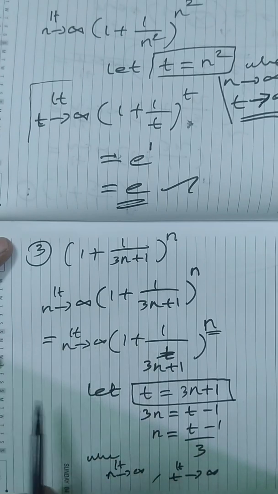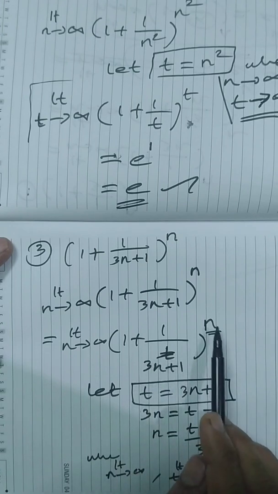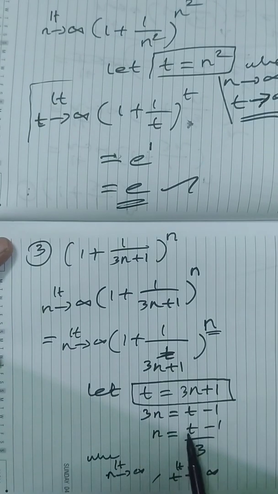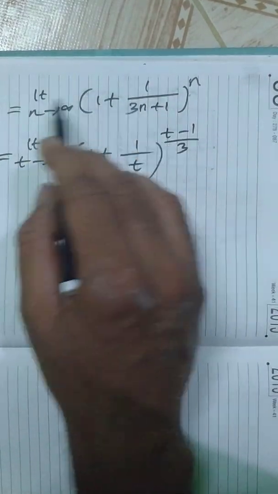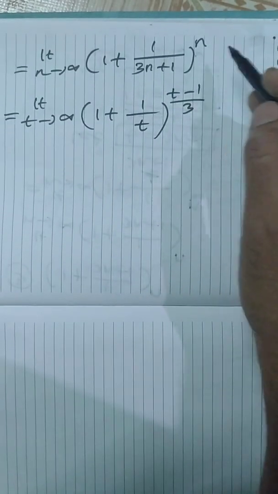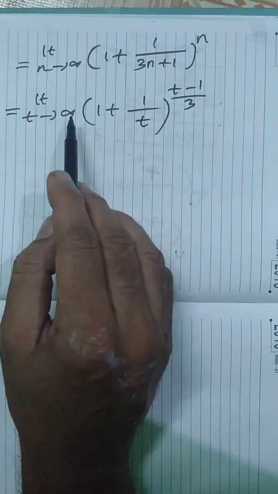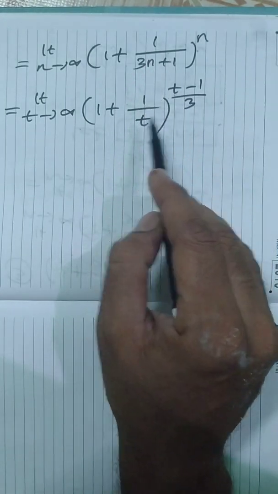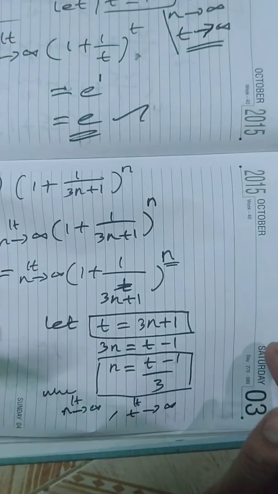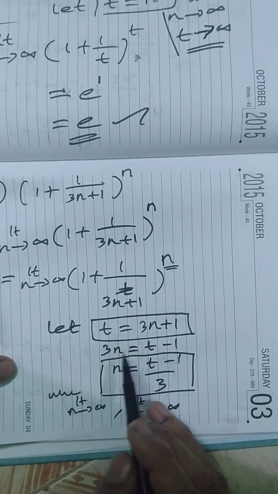Limit t tends to infinity, 1 plus 1 by t. Instead of this, we put t. After that, instead of n, we are going to substitute (t minus 1) by 3. Now the limit infinity is as it is. Instead of limit n tends to infinity, it becomes limit t tends to infinity, 1 plus 1 by t. This one, 3n plus 1, we are going to take as t. Then from this you can find n.